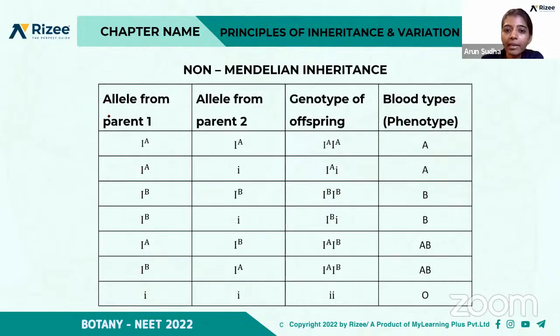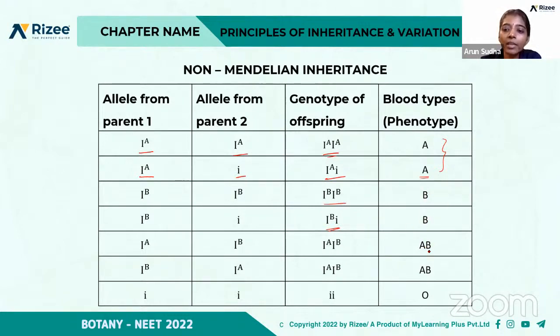If you get the allele from parent 1 as IA and the allele from parent 2 is also IA, the genotype of the offspring will be IA IA, and the phenotype of the blood type will be the A blood group. If IA is from one parent and i from the other parent, the genotype will be IA i, and the offspring's blood type will also be A. So in both cases, A. Similarly for B, IB IB or IB i represents the blood group B.